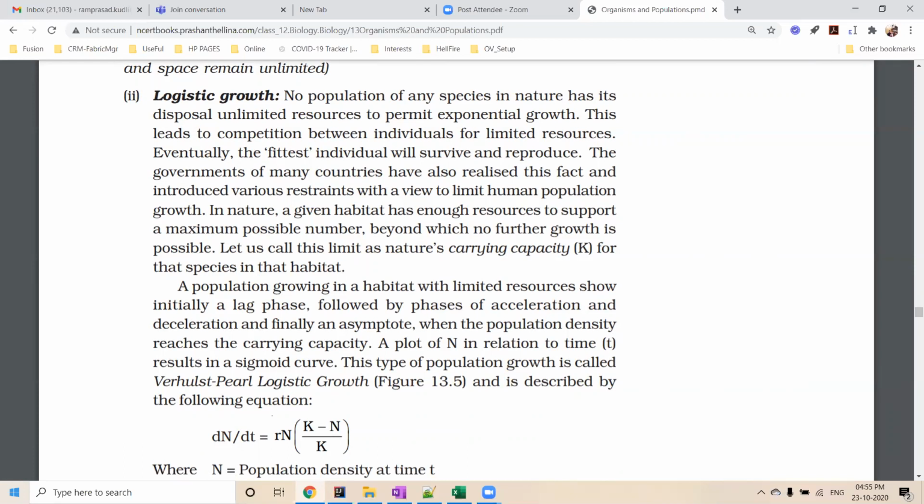In nature, a given habitat has enough resources to support a maximum number. The environment can support some maximum possible number, beyond which no further growth is possible. So that environment-supporting factor, we can call it nature's carrying capacity, K. So it is a threshold level. A population growing in a habitat with only limited resources shows a lag phase, followed by phases of acceleration and deceleration, once the population density reaches the carrying capacity.